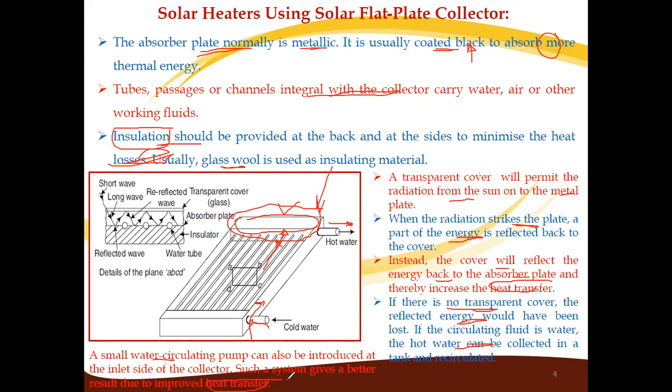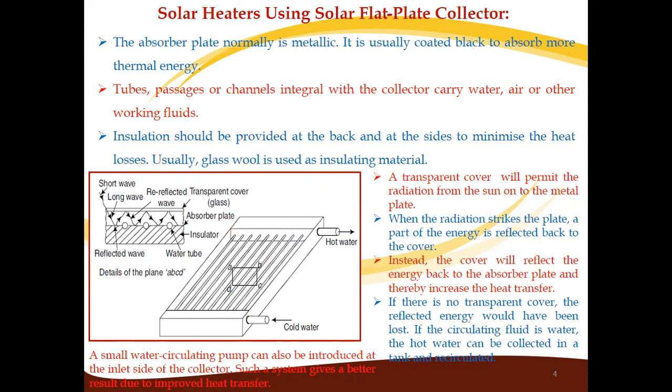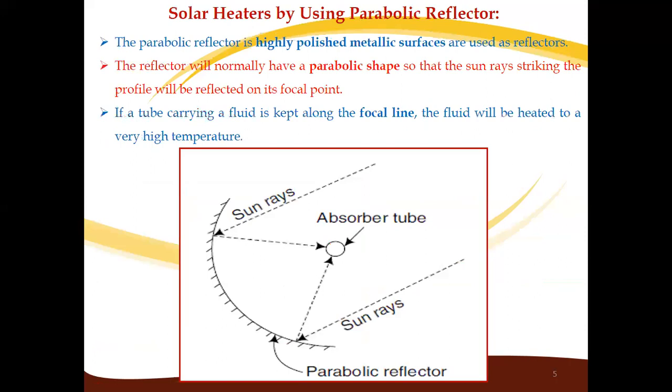So this is the first type of collector. That collector is known as a flat plate collector. Now we have another type of collector, that is the second collector. It is the parabolic type of collector. Now this parabolic collector is shown in this figure. So we have a curve like a parabola. That collector is called a parabolic collector, or it is also called a parabolic reflector.